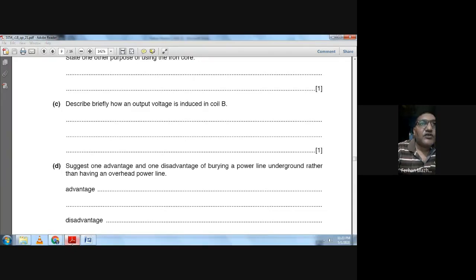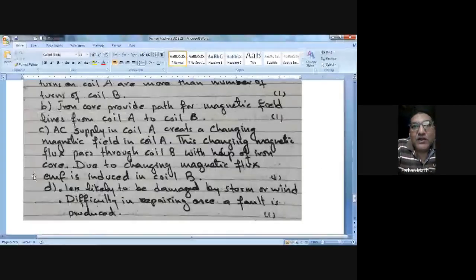Let me read this for you. C part: AC supply in coil A creates a changing magnetic field in coil A. This changing magnetic flux passes through coil B with the help of the iron core. Due to changing magnetic flux, EMF is induced in coil B. I hope you understand.